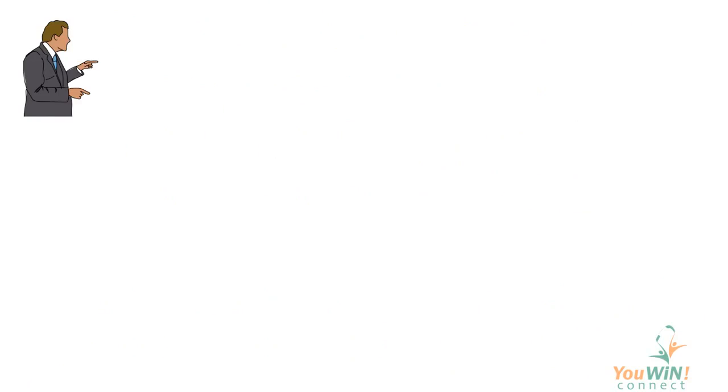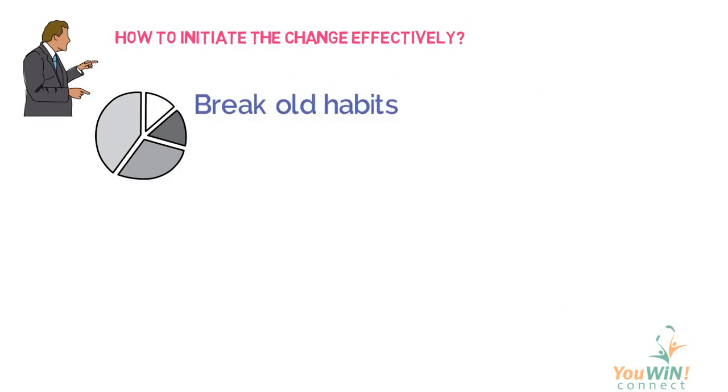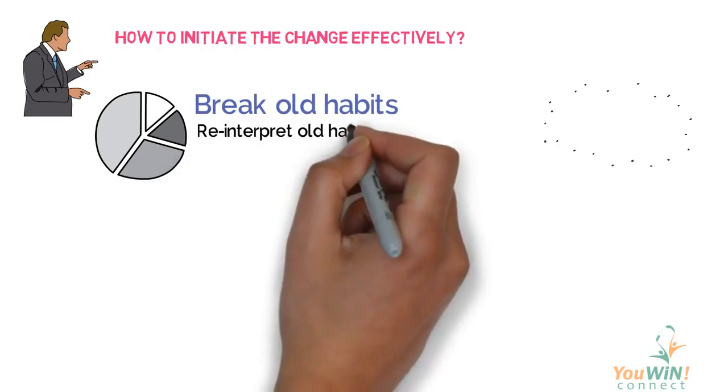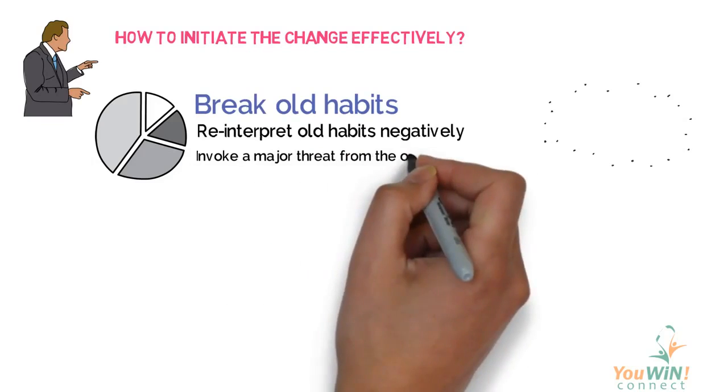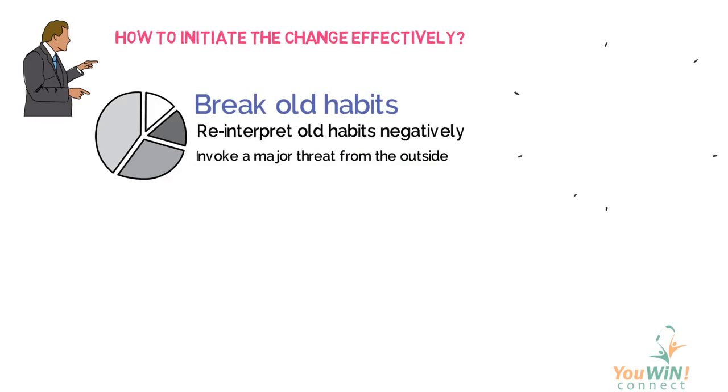How do we announce a change effectively? The first thing to do is to break old habits. This is very difficult, as old ways of thinking are embedded in people's beliefs and behaviors. First, we need to reinterpret old habits negatively. The leader can explain what people can lose if they continue following their old ways. Secondly, we need to invoke a major threat from the outside that calls for insiders' unification to defeat the threat.